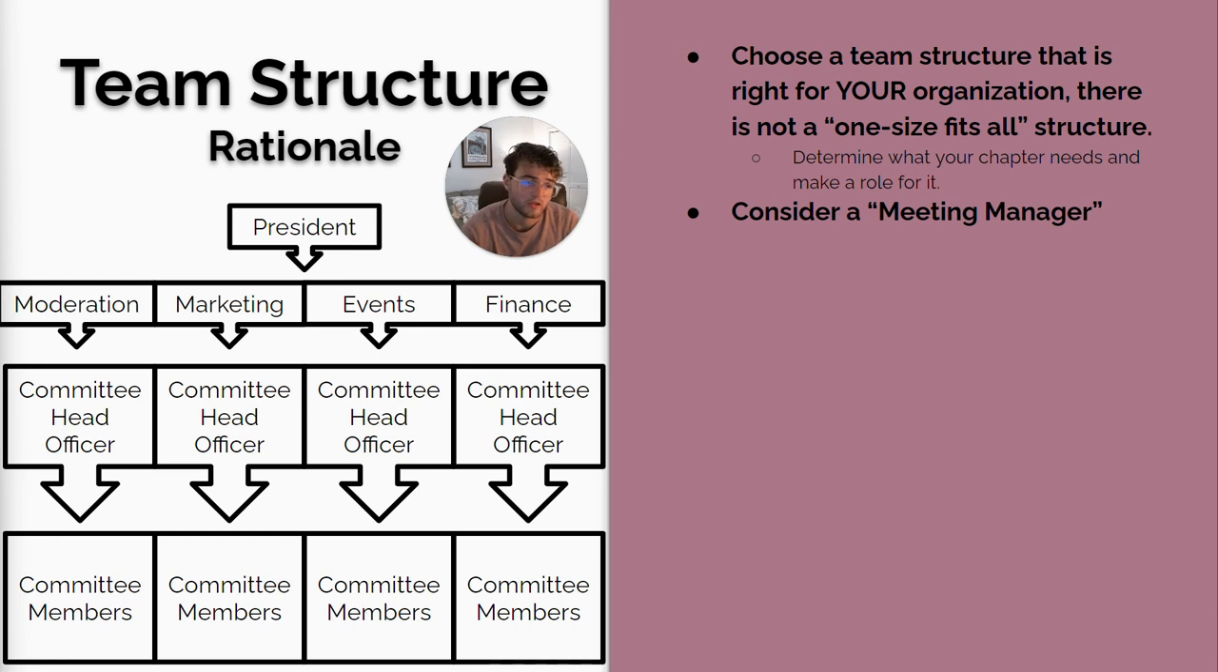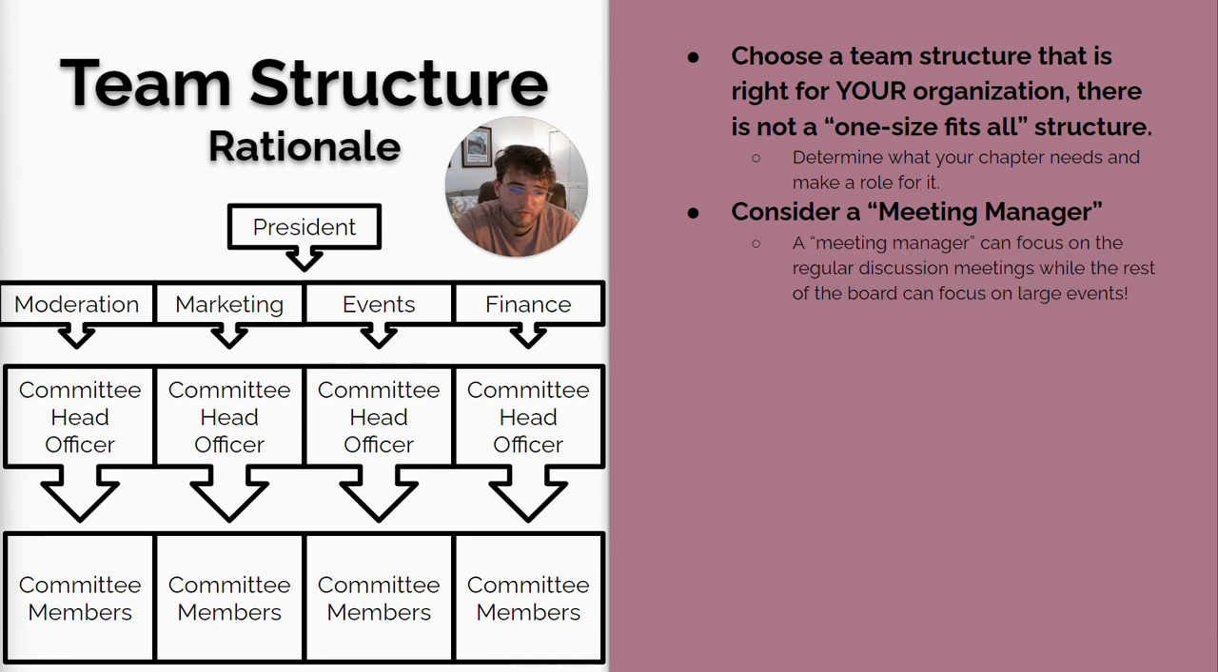So alongside that, you might want to consider a few things as your chapter grows and as your chapter expands. Consider hiring a meeting manager. You can create a role for this. A meeting manager can focus on regular discussion meetings while the rest of the board can focus on larger events, especially the events coordinator, the events VP, whatever you call them.